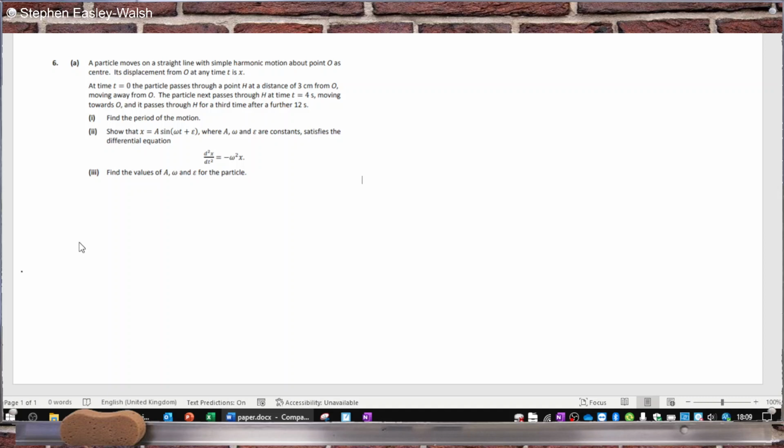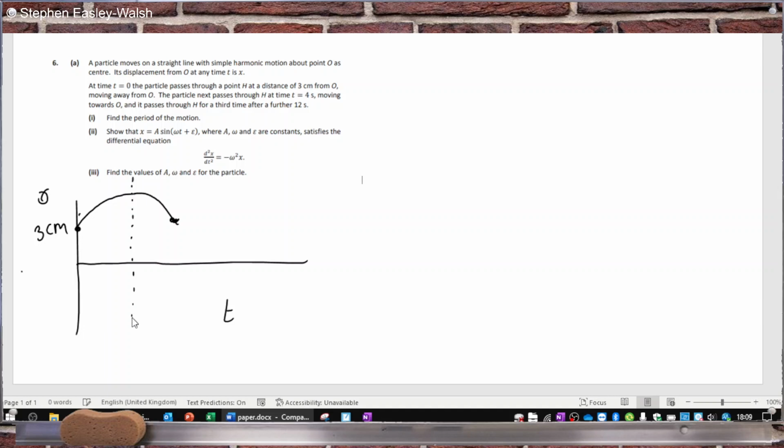The particle then next passes through H 4 seconds later, moving towards the origin this time, and then it passes through H for a third time after 12 seconds. So if I was to graph its position, x against time, it begins 3 centimeters away from the origin, and then it's traveling further away, so it increases up to the amplitude, and then comes back down, and it's at the 3 centimeters again, and I feel like that should be symmetric.